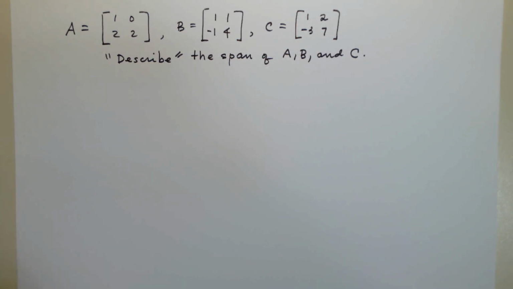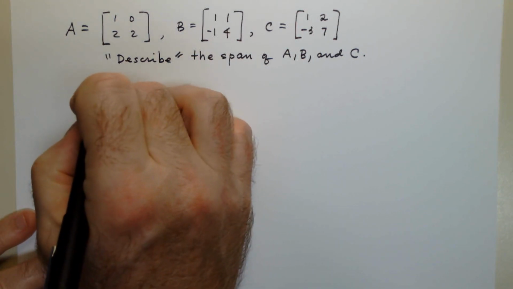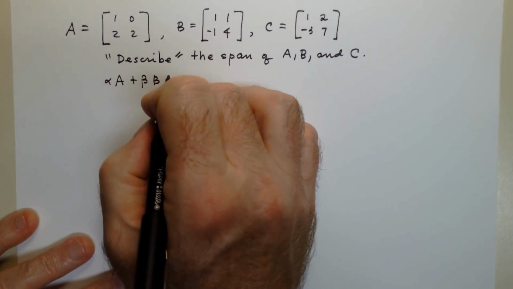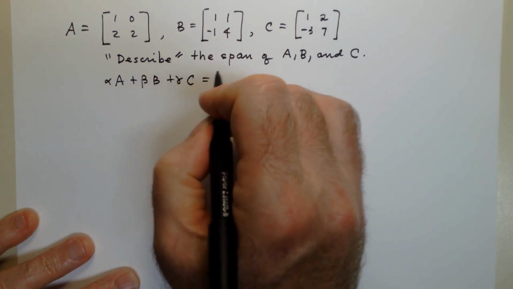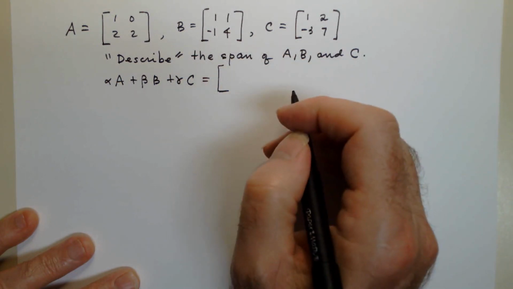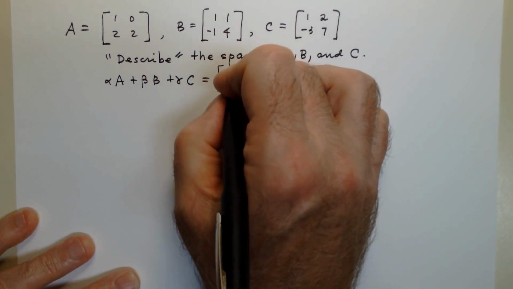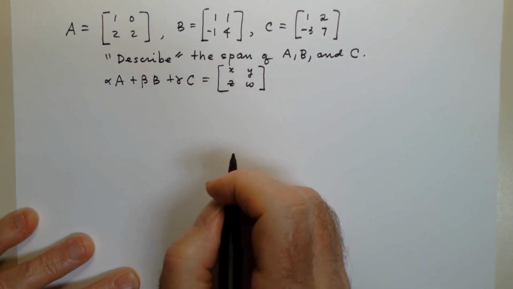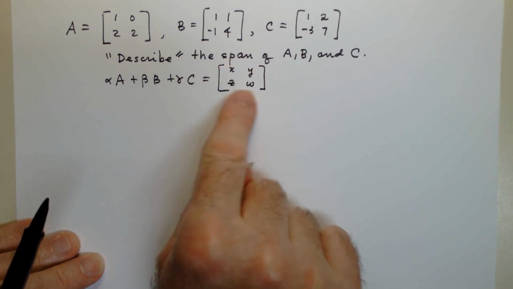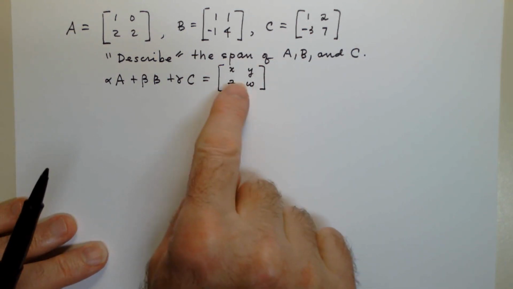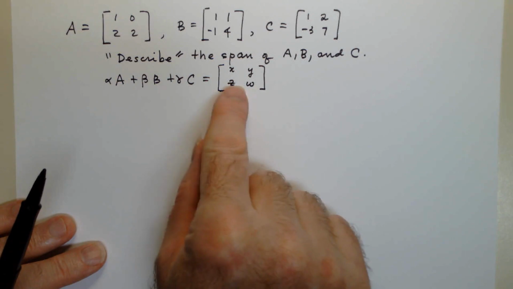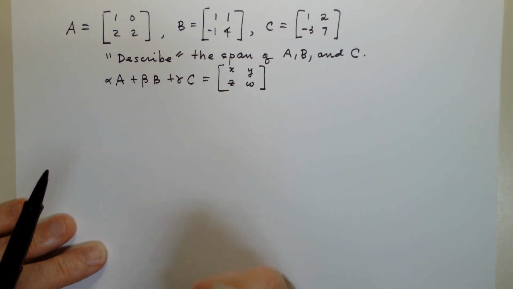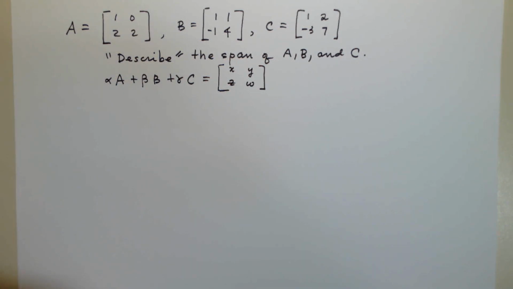So we're looking at things like this. Could I take alpha times the matrix A, beta times the matrix B, gamma times the matrix C, and form some matrix, let's say with entries X, Y, Z, and W? And if we could form them, what conditions would there be on x, y, z, and w? What kind of constraints are there on x, y, z, and w in order for this matrix to be in the span of A, B, and C?